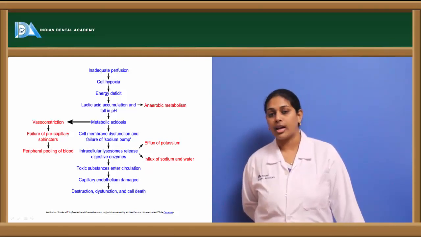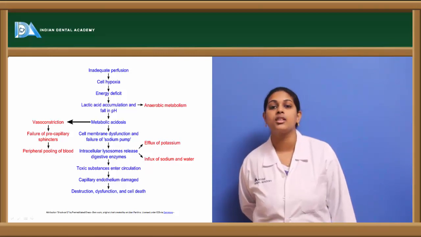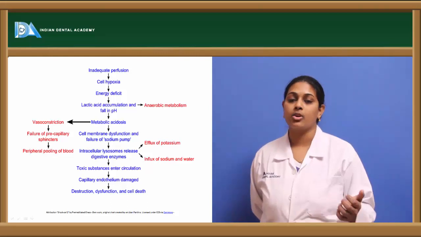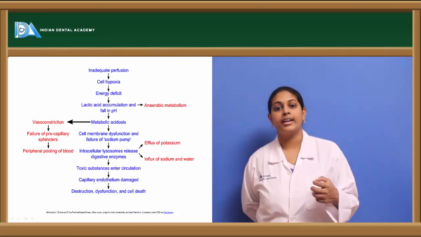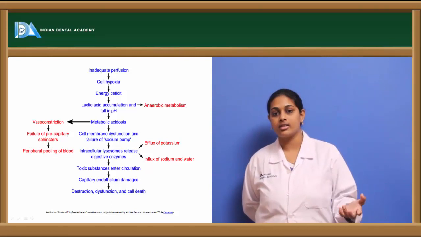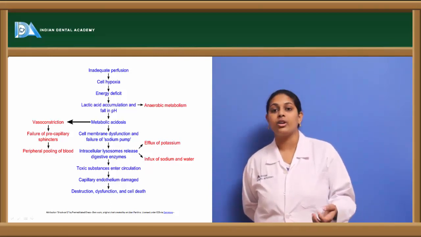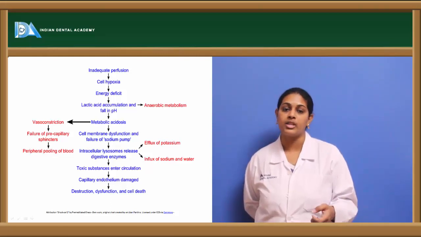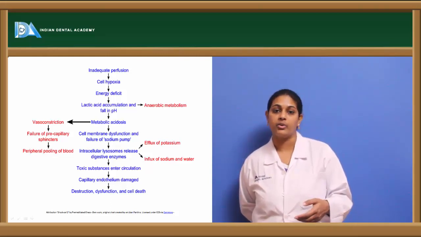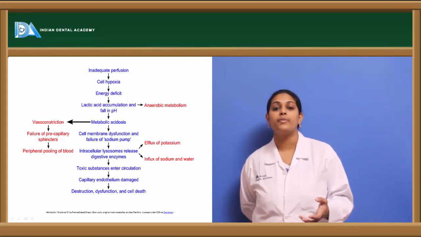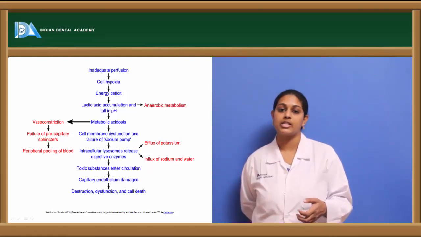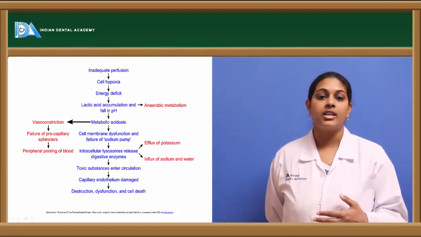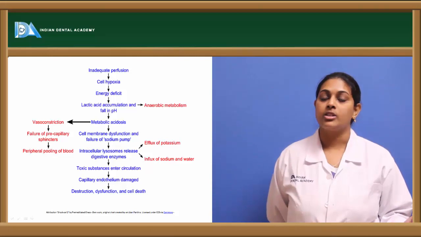Other than that, metabolic acidosis simultaneously also causes derangement of the blood vessels, that is, it causes vasoconstriction. It decreases the size of the blood vessel. When there is a decrease in the size of the blood vessels, there is failure of the precapillary sphincters. These sphincters help in the maintenance of the blood vessel by allowing the proper flow of blood, and there is failure of this maintenance because the precapillary sphincters are affected.